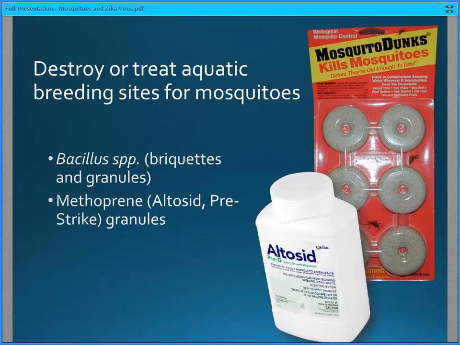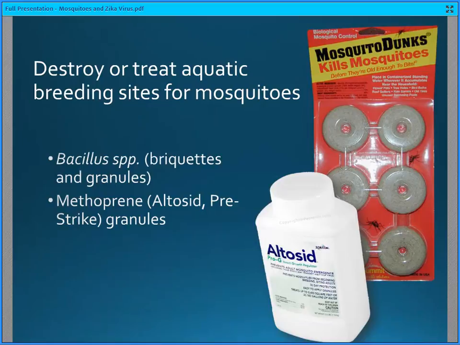Now, larval breeding site treatment is something that municipalities and public health agencies struggle with because there are so many places that mosquitoes breed. So this is something a school district can do to help reduce the risk of mosquito bites and mosquito nuisance problems. And there are two chemicals that are commonly used for this. The first one is a bacterium called Bacillus thuringiensis.